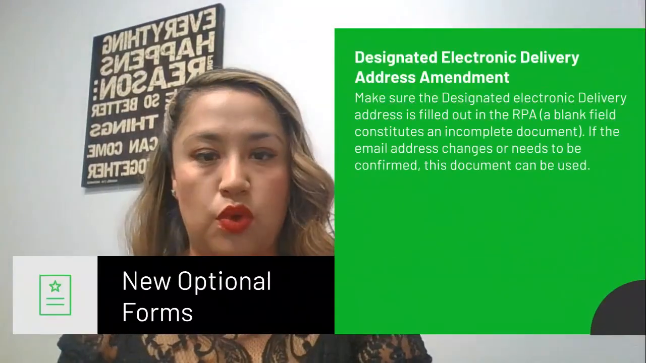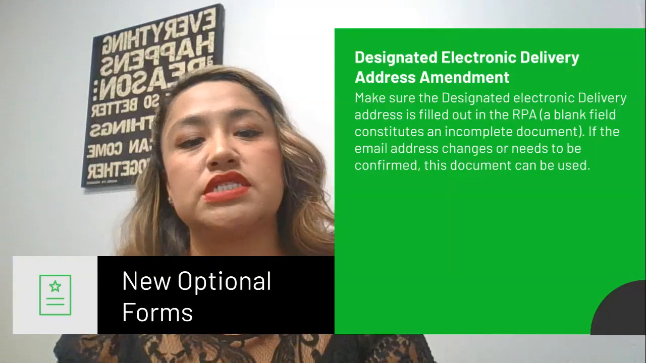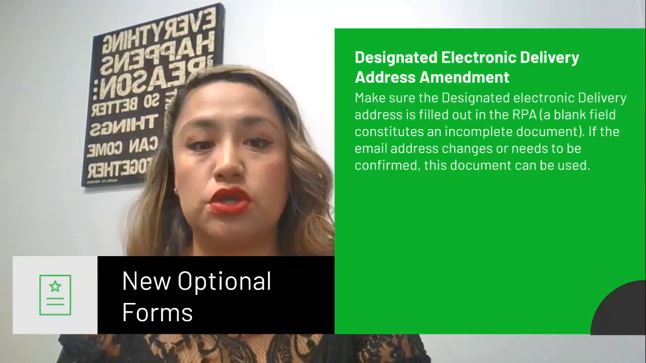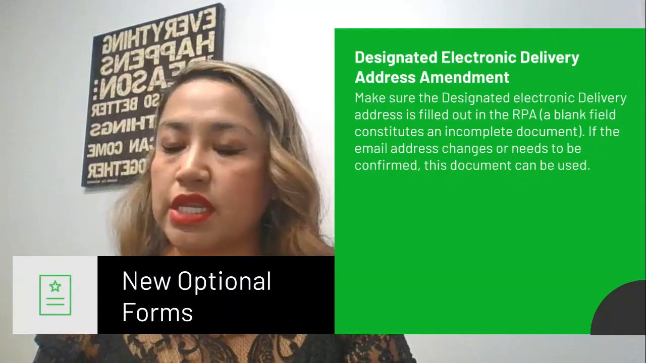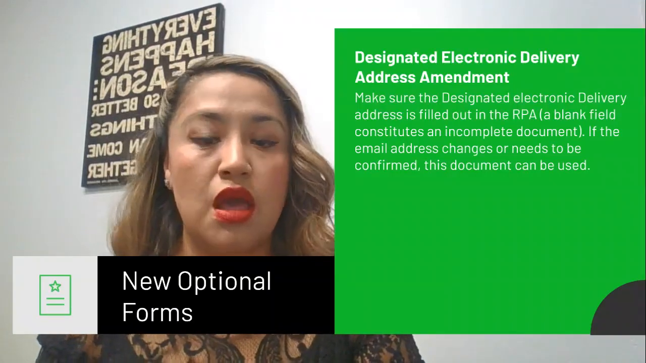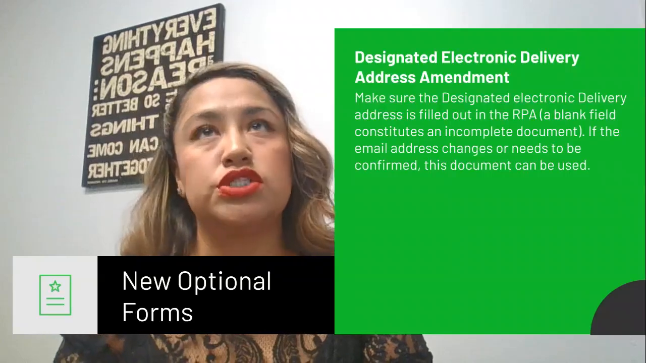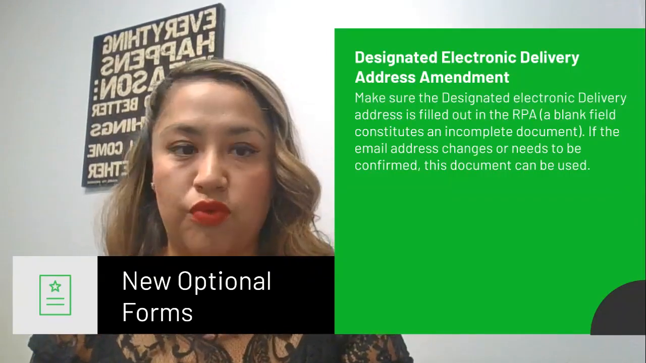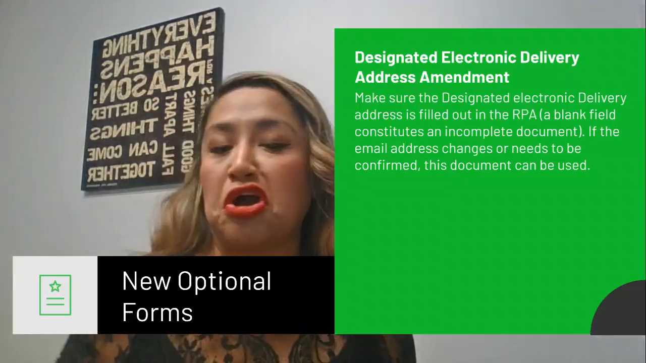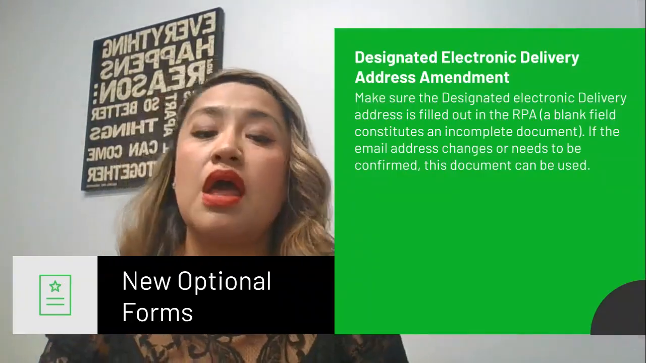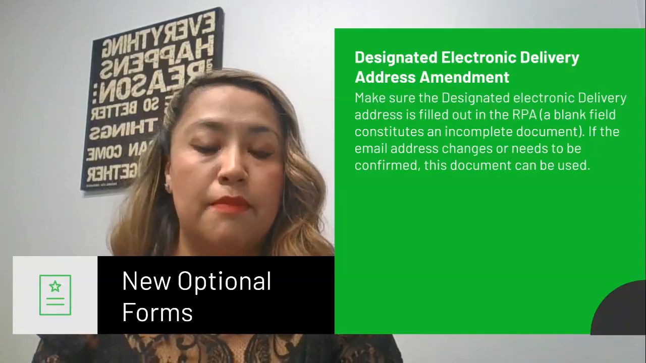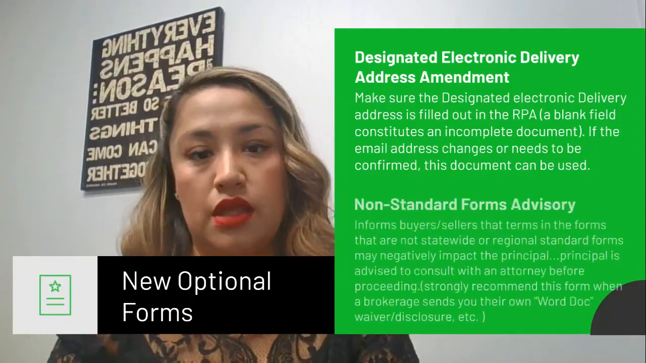The new optional forms are quite a few. The designated electronic delivery address amendment is to be used when a client asks you to change the email address that they're using. But remember that this also can be used if you decide to change your email address from your Yahoo to your Gmail because your Yahoo's acting up or whatever the case may be. That way we have it in writing that this was requested and presented over to the other party.